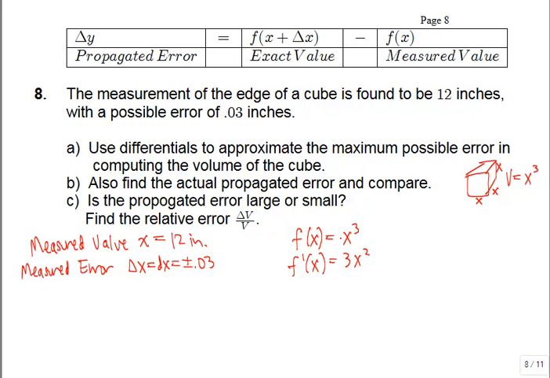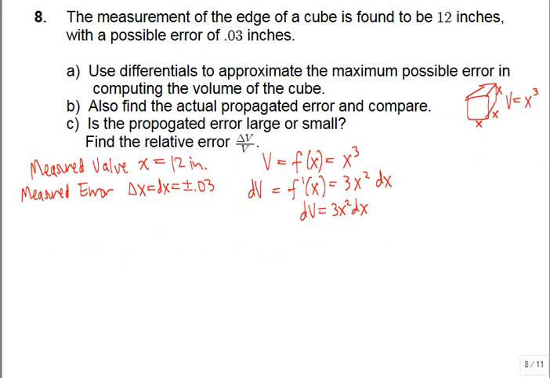And what we're going to call this, if our function is x cubed, that was our volume, then this f prime of x, we could call that dV. That's the differential of V. And if we put our dx on the other side, then that's the differential form. So dV is 3x squared dx. That's the differential form of the derivative of the volume function. So we have the pieces in place. Let's go ahead and see if we can answer part A.